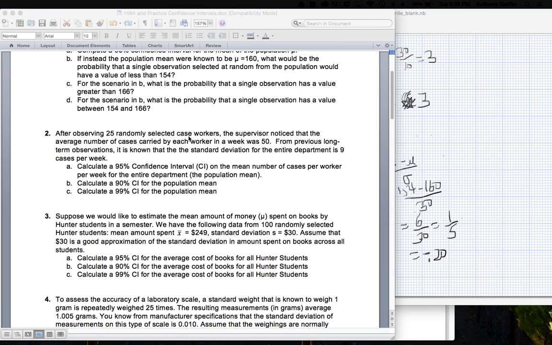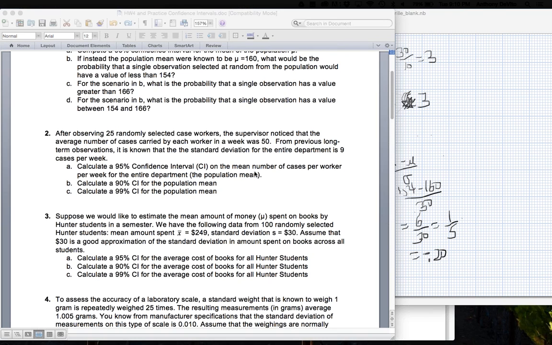After observing 25 randomly selected caseworkers, supervisors noticed that the average number of cases carried by each worker in a week was 50. So our average number of cases is 50. From a previous long-term observation, it is known that the standard deviation for the entire department is 9 cases per week. So we have a known standard deviation for all of the caseworkers: sigma is equal to 9. Our mean number of cases is 50, and we got that from a random selection of 25 caseworkers. So n is 25, x bar is 50, and sigma is 9.